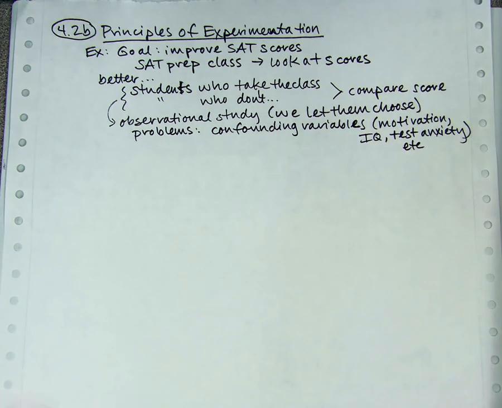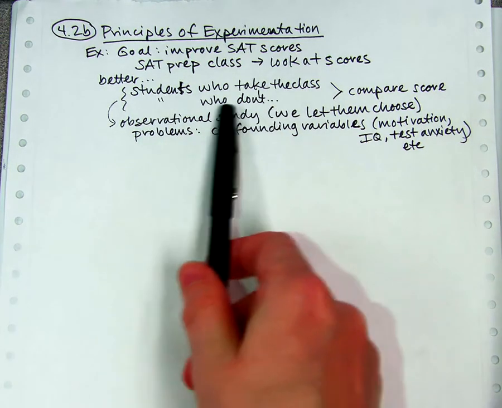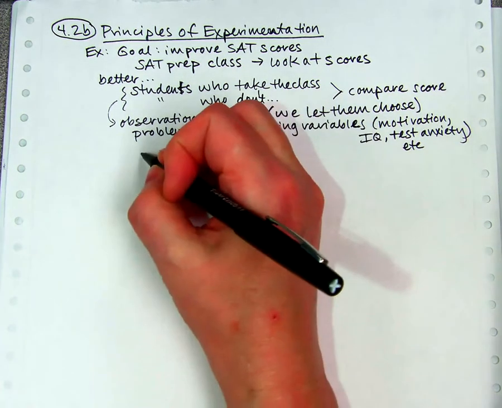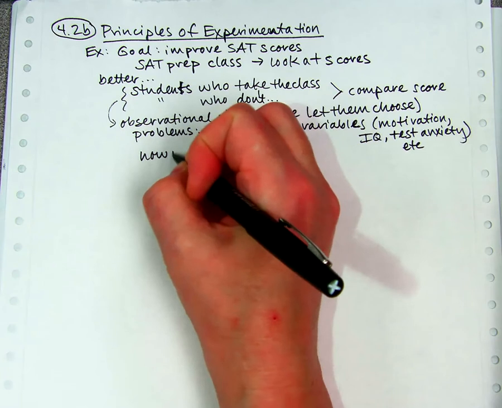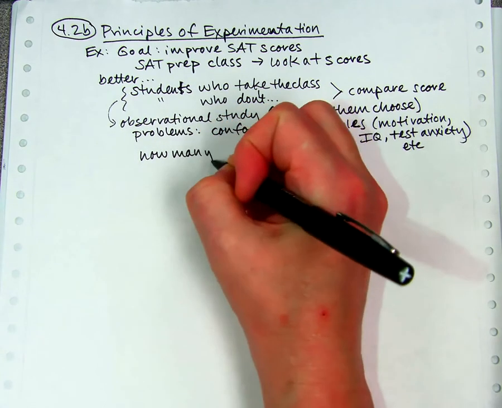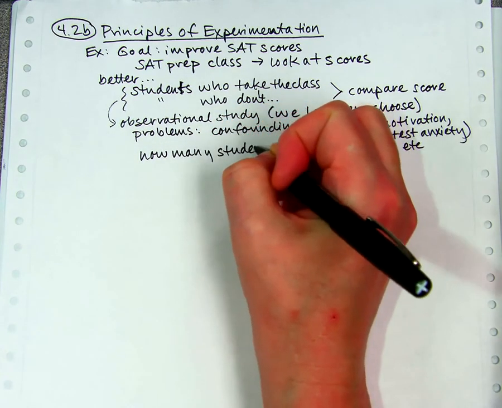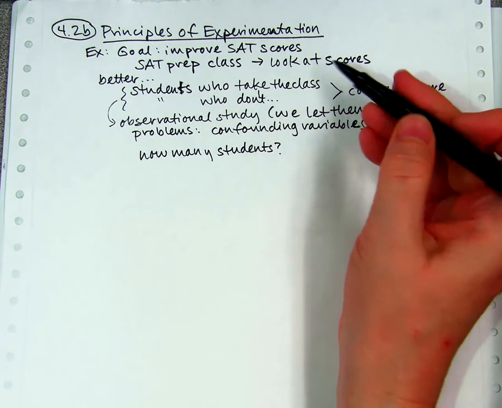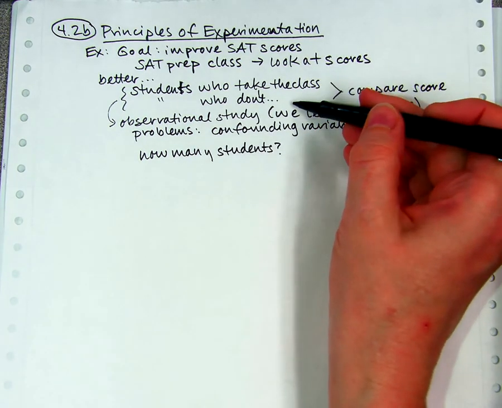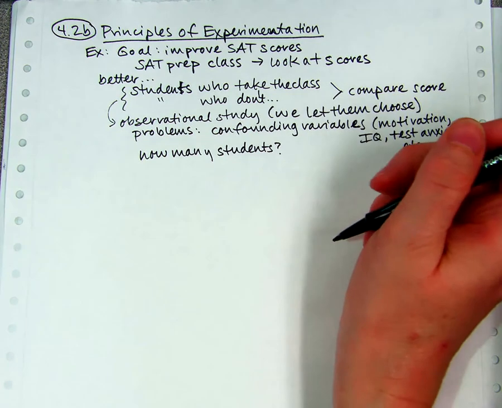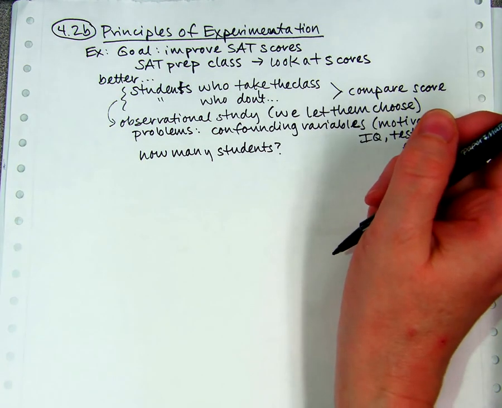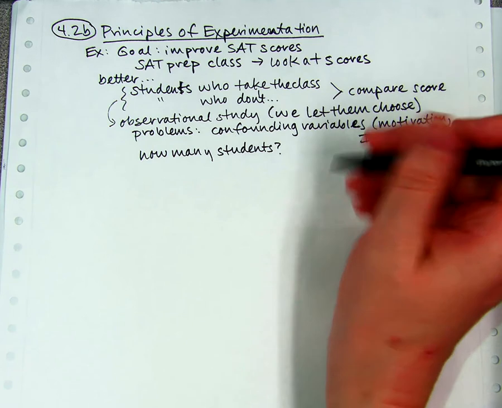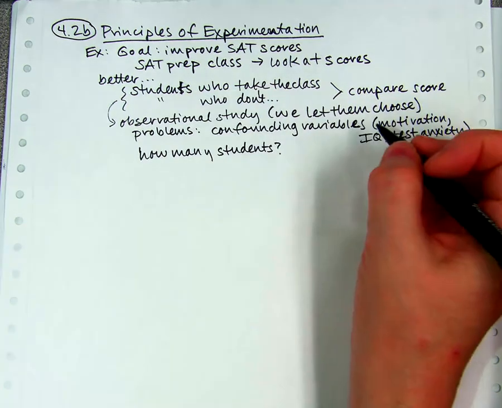There's also some questions I have about this. It's not very clear how many students did they do. If you do one of each, that's not probably enough to make conclusions from. So if you have one student who took the class and one who didn't, and you're just talking to your friend who didn't take the class and saying, haha, my score is better because I took the class, that's not enough information, right? So how many students makes a difference?